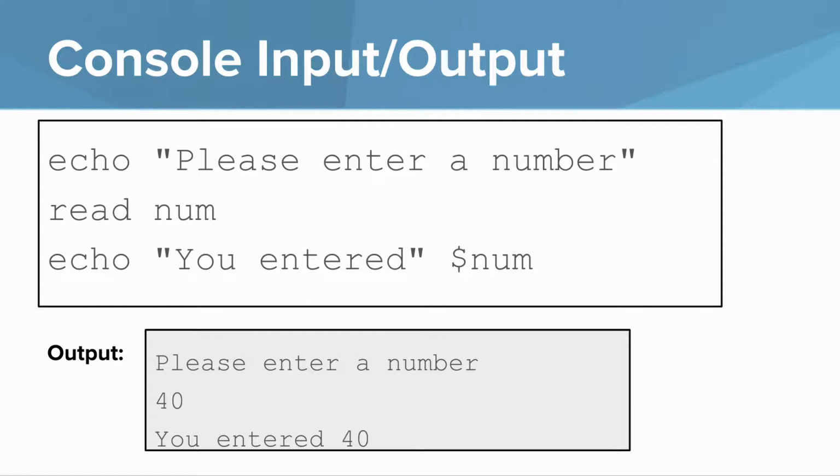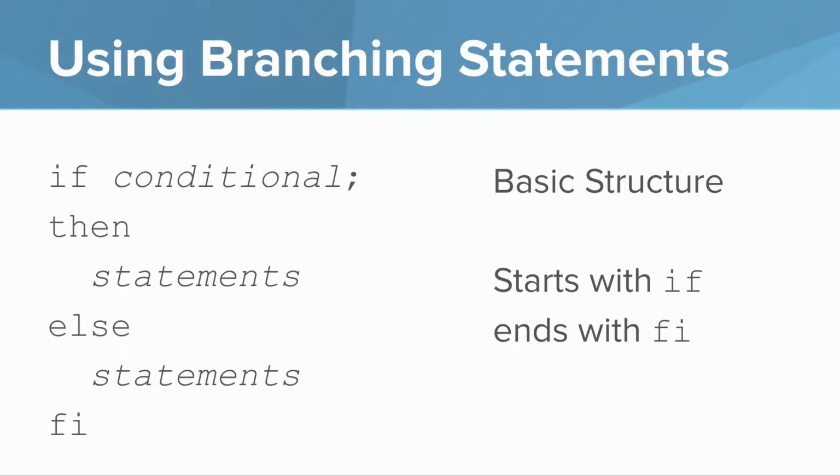In other words, we don't need to add a space to the string literal after the word entered. The basic structure of an if-else statement is similar to other languages. The branch starts with an if statement followed by a conditional statement that will evaluate to true or false. If true, then the then statements will execute. Otherwise, the else statements will execute. The if-else block ends with the fi statement.